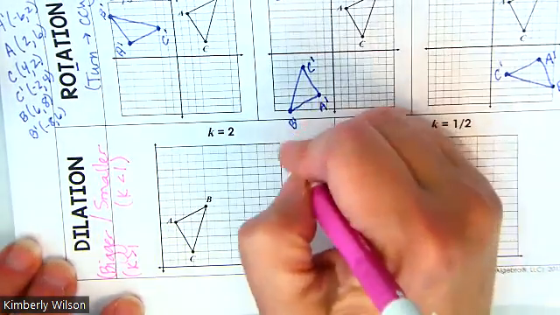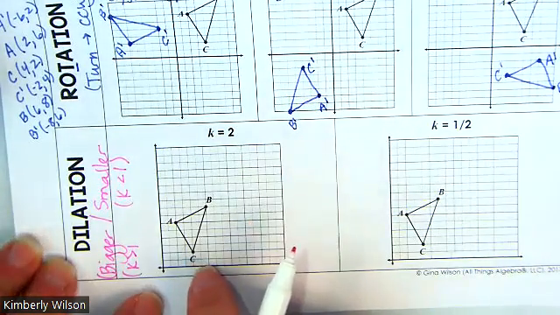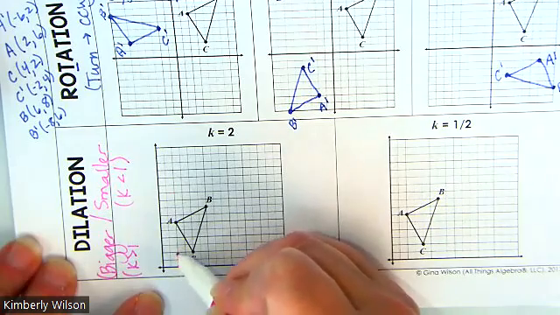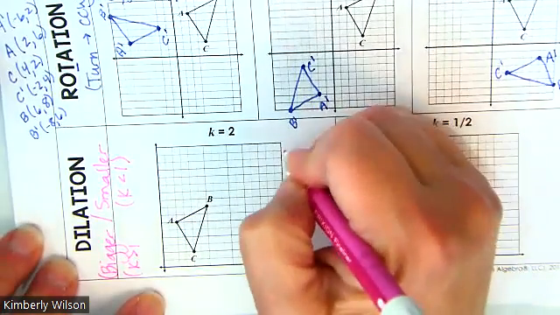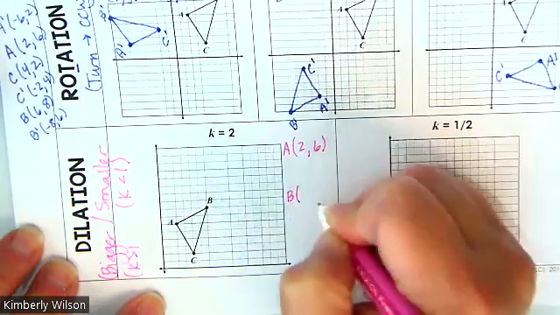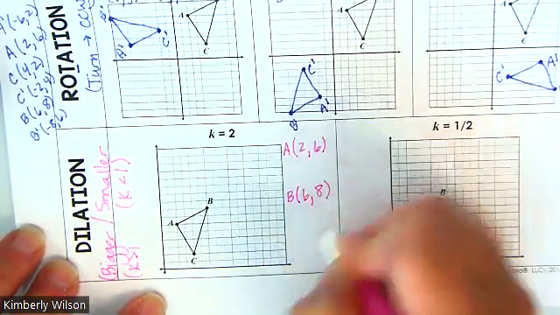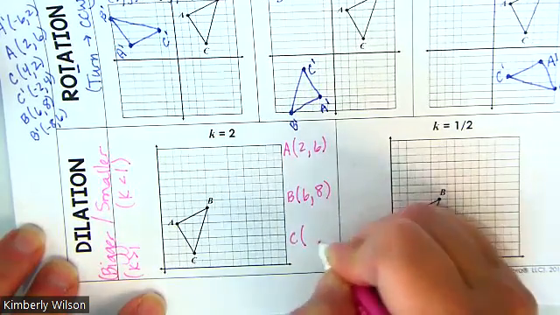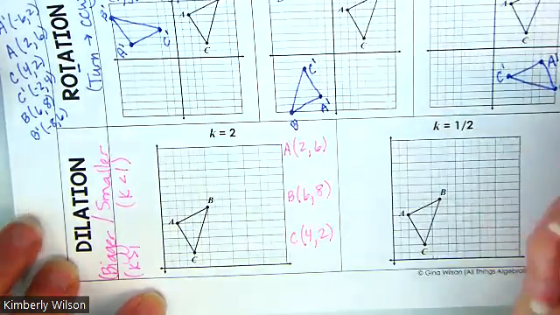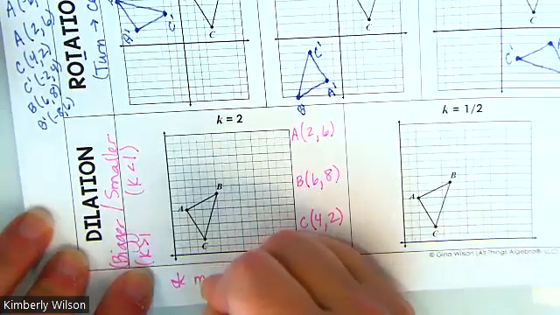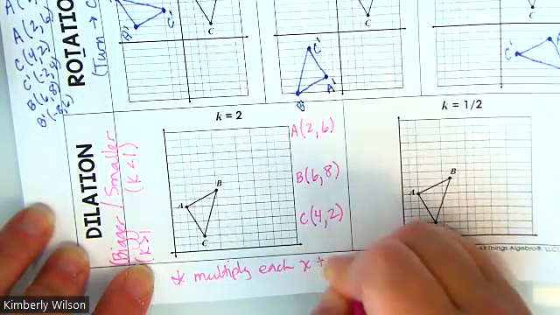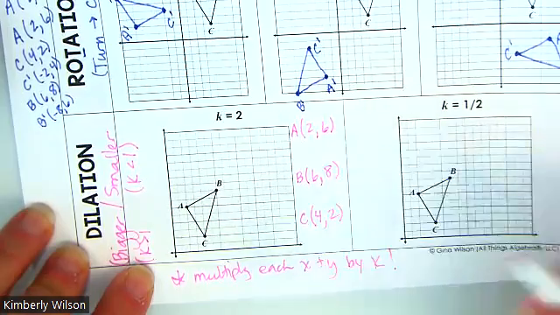Okay, this is where we've got to write down our coordinates. Okay, so this is 2, 6, 2, 4, 6. Oh, this is nice. They're all the same coordinates. So A is 2, 6. B is 6, 8. C is 4, 2. Well, to work this, that means I'm going to multiply each X and Y by K.